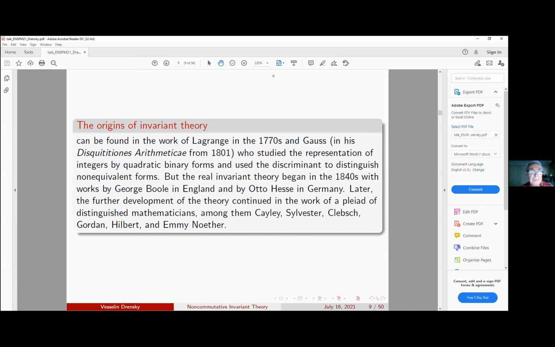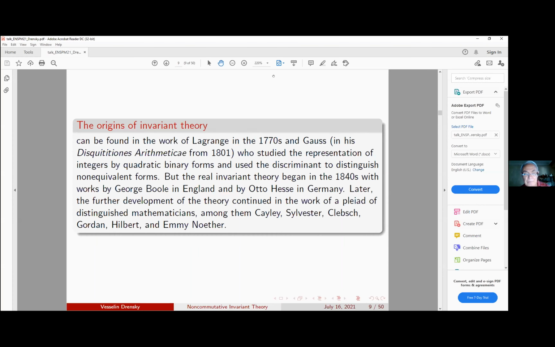So the origins of invariant theory are in the work of Lagrange and Gauss, who studied representations of integers by quadratic binary forms. And they used the discriminant to distinguish the non-equivalent forms. But there were some origins before the real invariant theory.